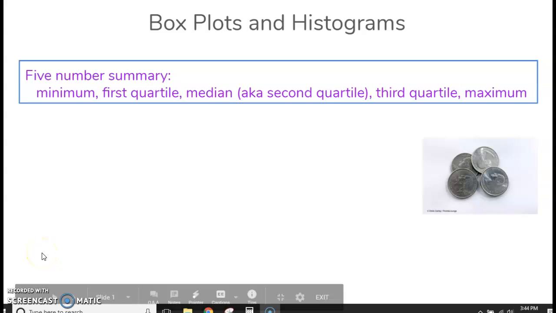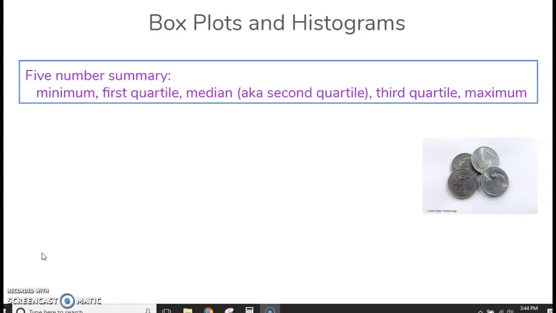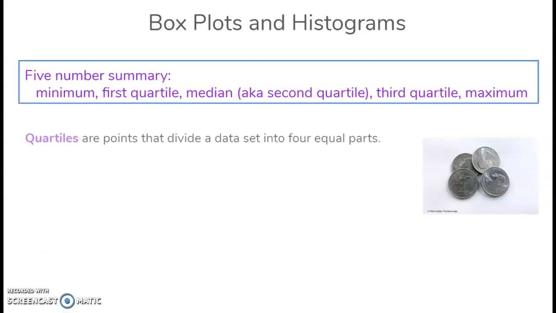Today we're going to talk about box plots and histograms. Before we talk about box plots, we're going to talk about a 5-number statistic summary that contains the minimum, the first quartile, the median, the third quartile, and the maximum.